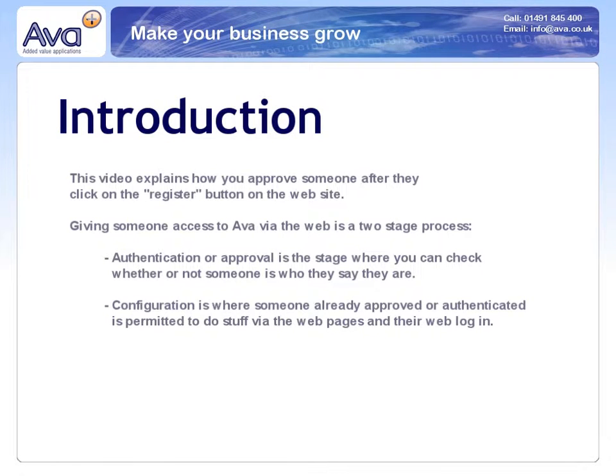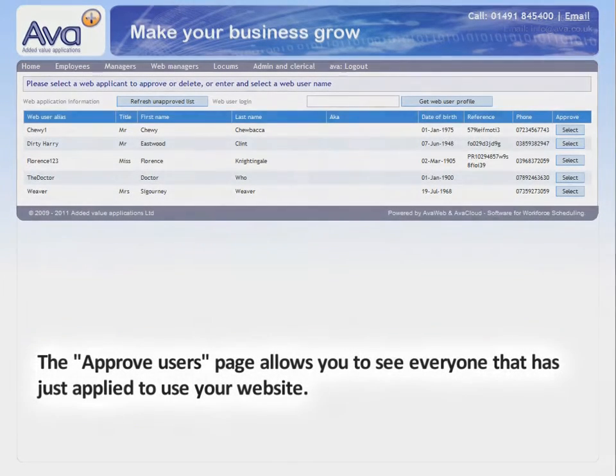This video explains how you approve someone after they click on the register button on the website. Giving someone access to AVA via the web is a two-stage process. Authentication or approval is the stage where you can check whether or not someone is who they say they are. Configuration is where someone already approved or authenticated is permitted to do stuff via the web pages and their web login. The Approve Users page allows you to see everyone that has just applied to use your website.